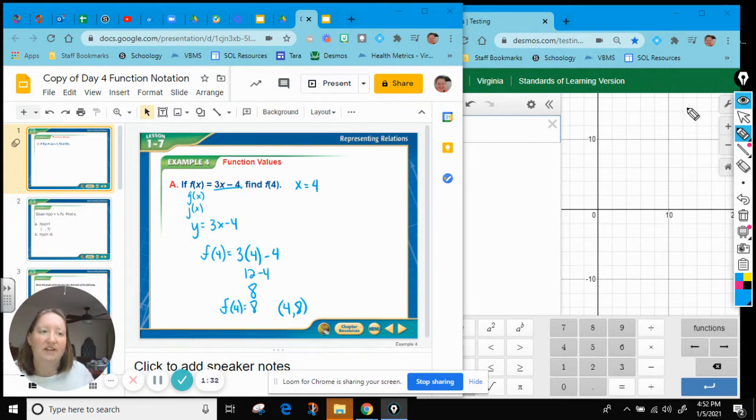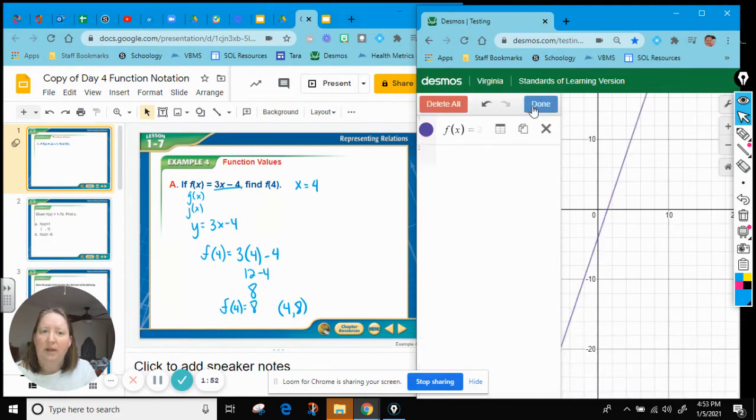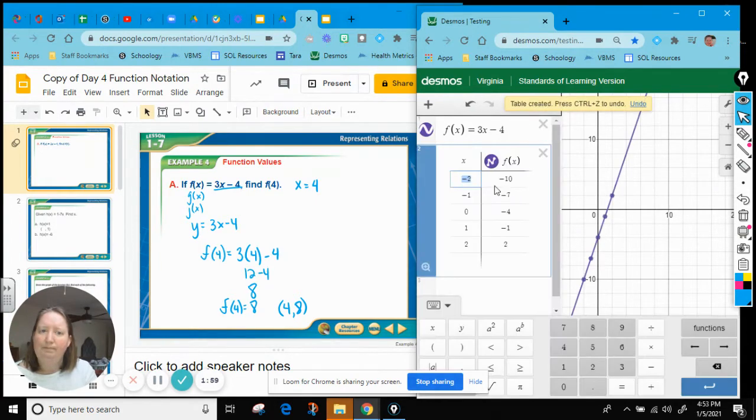Now, how do you use Desmos, though, to help you? Okay, come over here and just type what you were originally given, which is f of x is equal to 3x minus 4. Okay, and now you're going to want to utilize a table. So you can come up here and click on the table. I hit the cog wheel and then I'm hitting convert to table. Okay, so now it has the equation right here, but in this second line, it gives me a table.